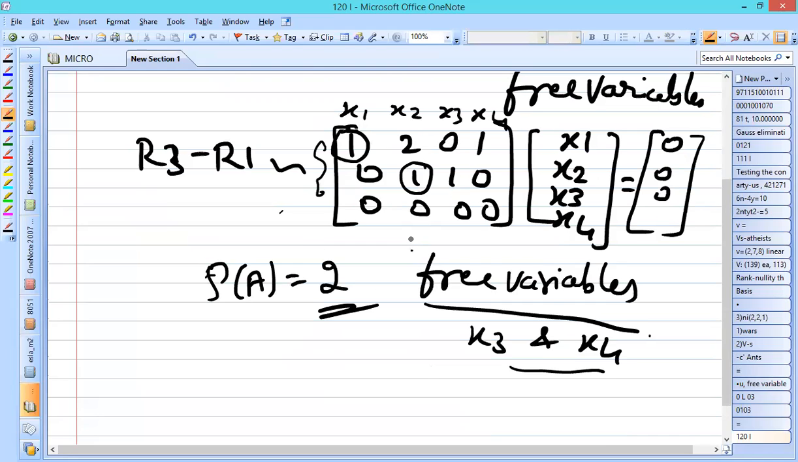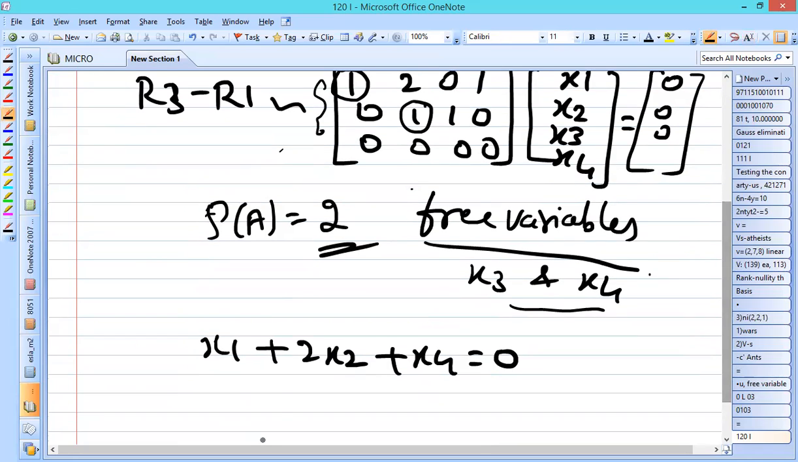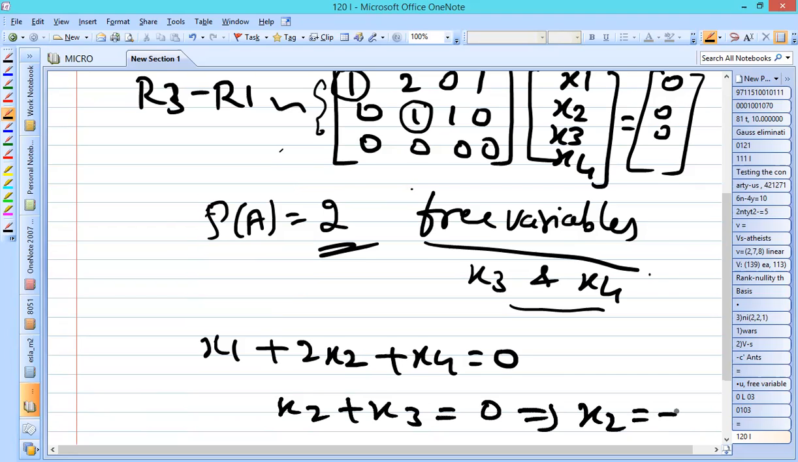So now if you simplify this equation, we can write 1 into x1 is x1 plus 2x2 plus x4 is equal to 0. And from the second row, we have x2 plus x3 is equal to 0, which implies that x2 is minus x3. And x1, from the first equation, you can see, is equal to minus 2x2 minus x4.